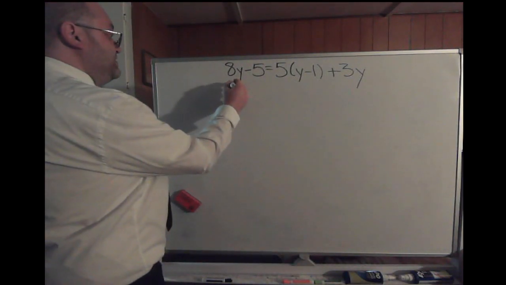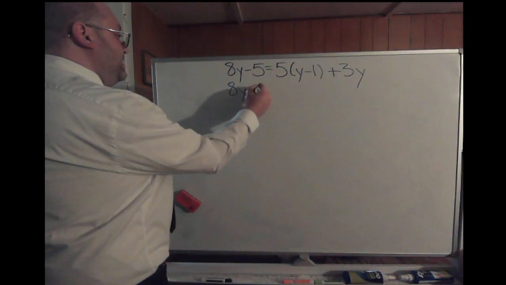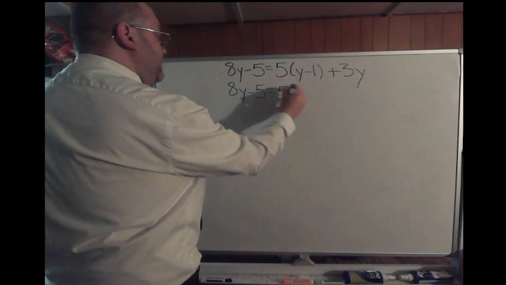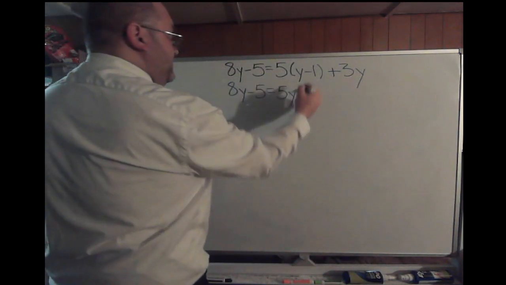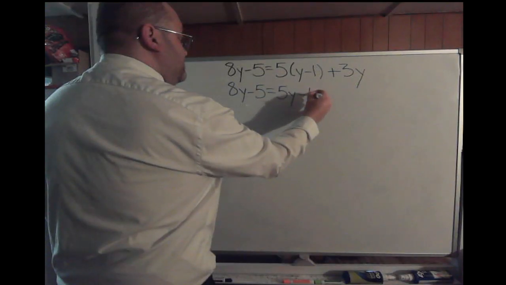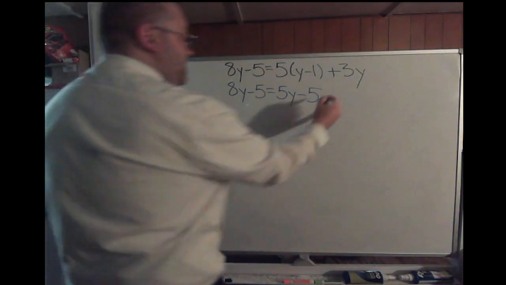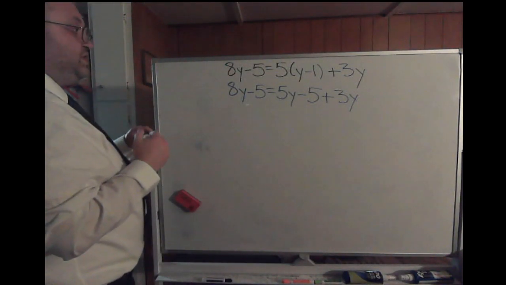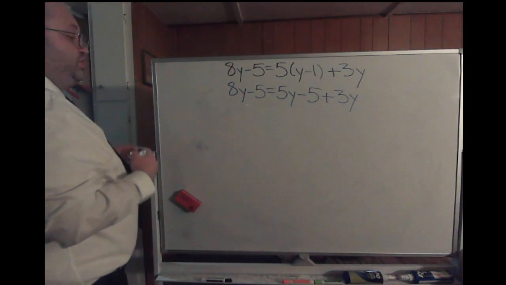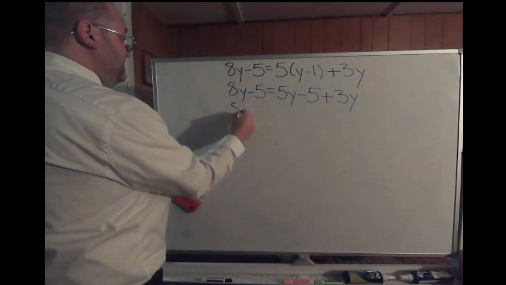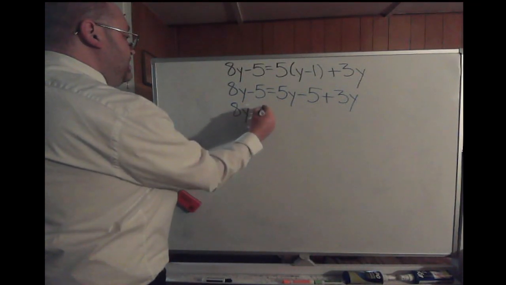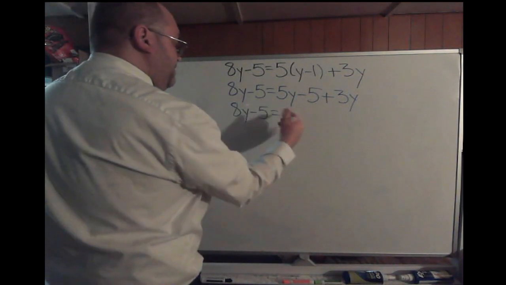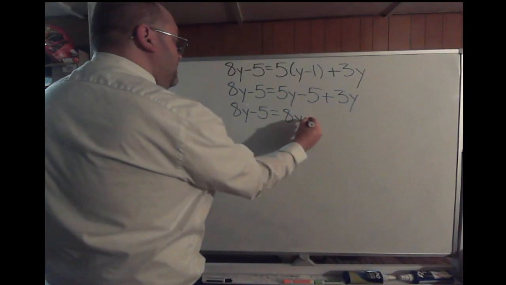So let's start with the left side. We'll keep that 8y minus 5. We'll set that equal to 5 times y, which is 5y, minus 5 times 1. Well, that's just going to be 5. Then you have plus 3y. Okay, so now what you'll do, just keep your left side the 8y minus 5. On the right side, let's add the like terms. The 5y and the 3y, you'll get 8y minus 5.